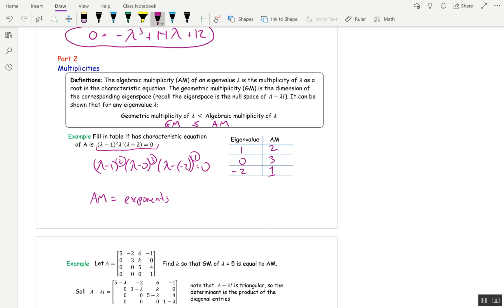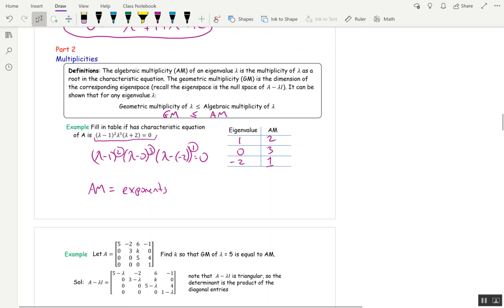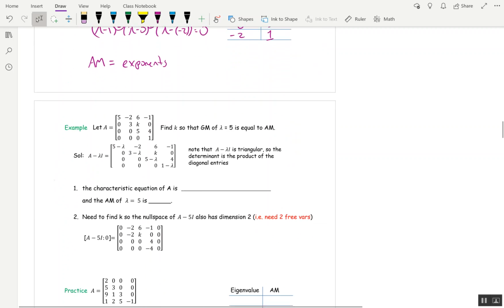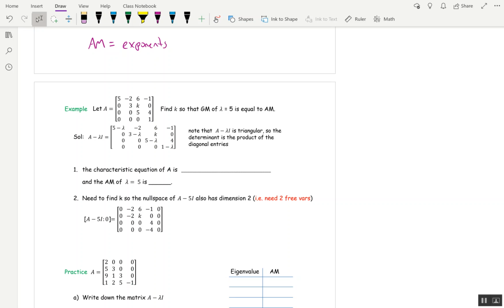So we've already seen how to find algebraic multiplicities. Let's look at geometric multiplicities. So here's an example. You have a homework problem like this. You're given a matrix, and you want to find K such that the geometric multiplicity of lambda equal 5 is equal to the algebraic multiplicity. All right. When you have a triangular matrix, the eigenvalues are the numbers on the main diagonal. So we know lambda equals 5 is an eigenvalue, but let me back up.